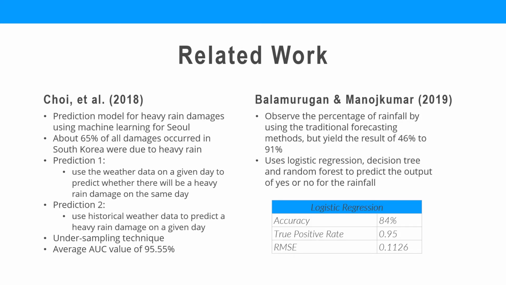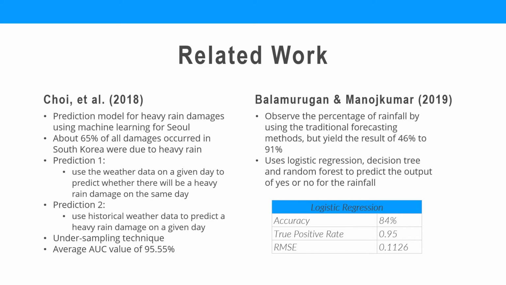Later in 2018, Choi and the team also developed a prediction model to predict heavy rain damage for the Seoul capital area in South Korea. This is significantly useful for the South Korea government because around 65% of all damages occurring in South Korea were due to heavy rain. Two prediction models were produced.